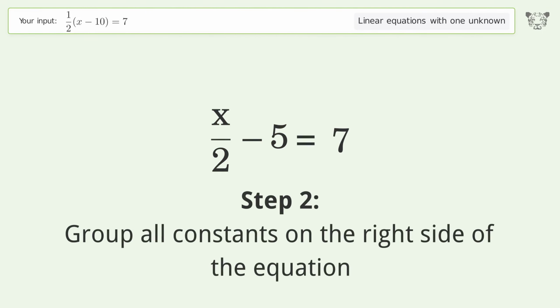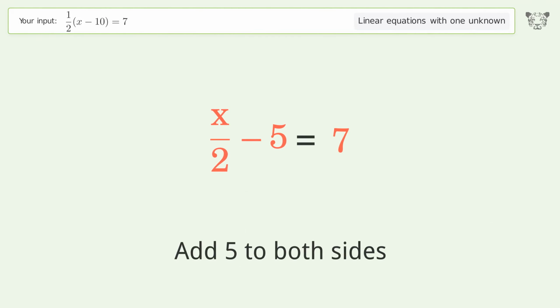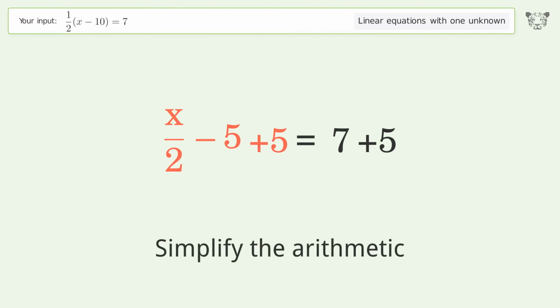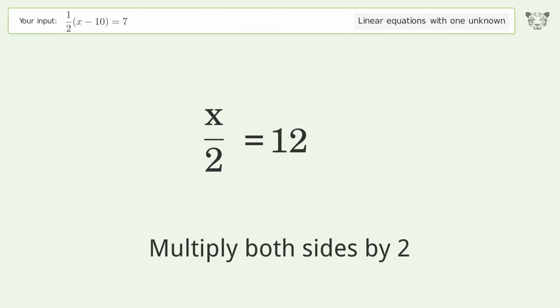Group all constants on the right side of the equation. Add 5 to both sides. Simplify the arithmetic. Isolate the x. Multiply both sides by 2.